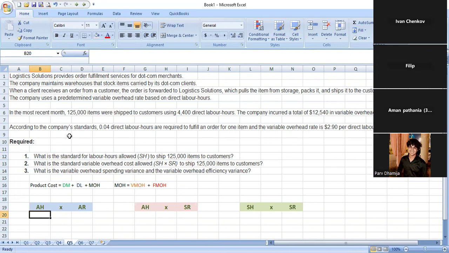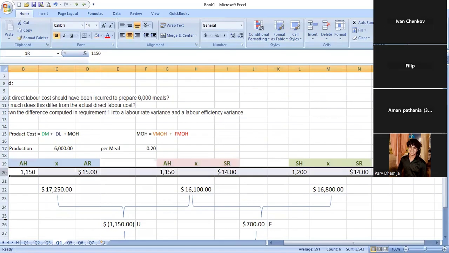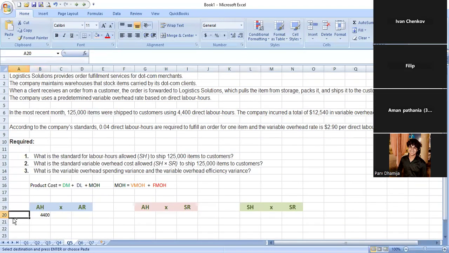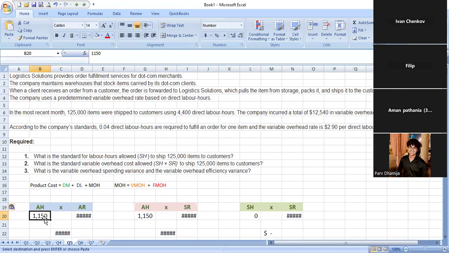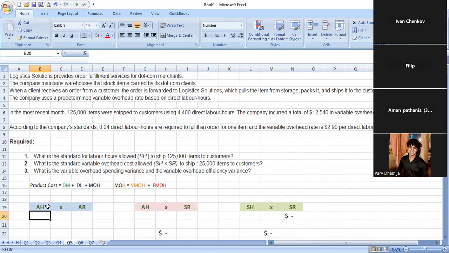Now the question is, what's my actual usage of hours? 4,400. What I can do is use this thing, the entire thing, and flip it here, and that's going to save me a lot of time. The only thing is I'm going to delete some of the numbers and plug those numbers in later. Okay, so my actual hours is 4,400.